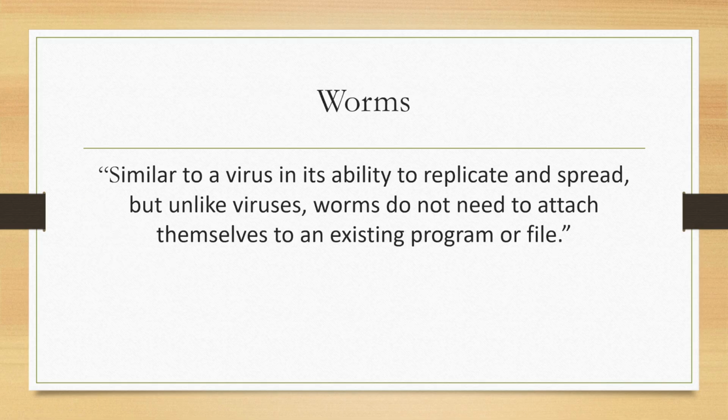Next, we've got worms. A worm is a type of malware that's similar to a virus, but it has its own ability to replicate and spread. Unlike viruses, worms do not need to attach themselves to any existing programs or files. Instead, worms can spread by themselves and often exploit vulnerabilities in an operating system, a network, or an application. Once the worm infects a system, it replicates itself to other systems, usually without interaction from a user.